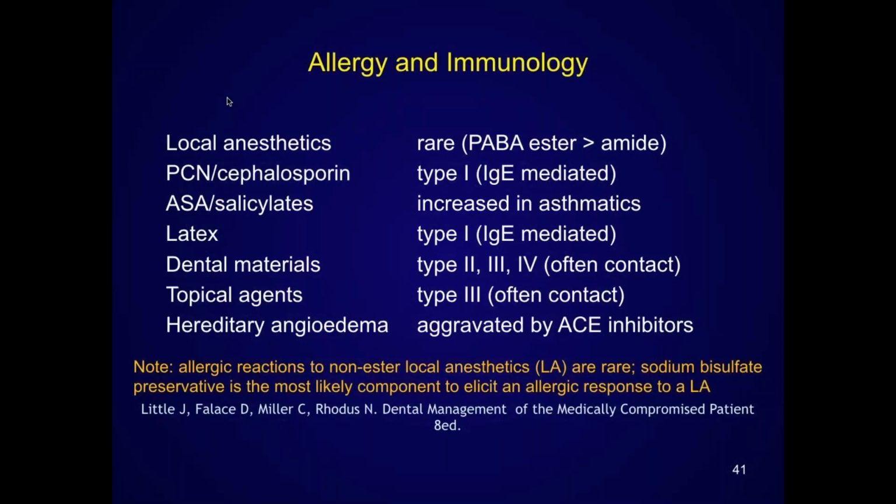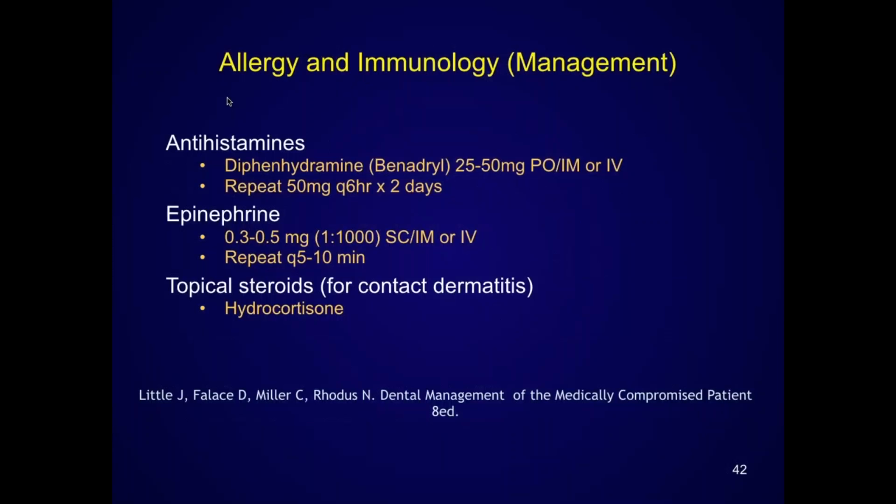And then our topical agents are going to be typically contact type stuff. And there's a subset of patients who are on blood pressure medications who get the so-called angioedema. So your drugs will be things like oral antihistamines like diphenhydramine, or if your patients are severe, they're going to be things like epinephrine. And then your topical steroids are good for your topical type things.